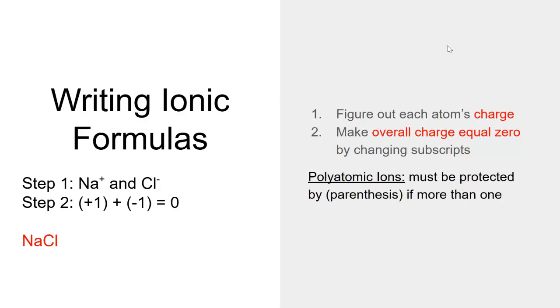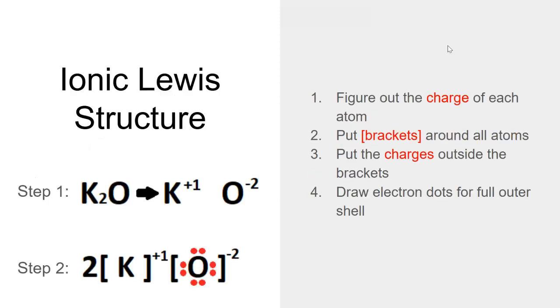If you have a polyatomic ion and you need more than one of them to balance out your formula, make sure to put it in parentheses. It's easy to do the ionic Lewis structure if you already know the formula. First, you figure out the charge of each of your atoms.